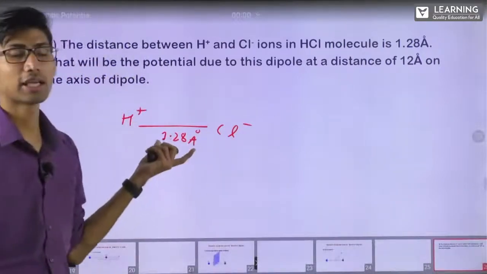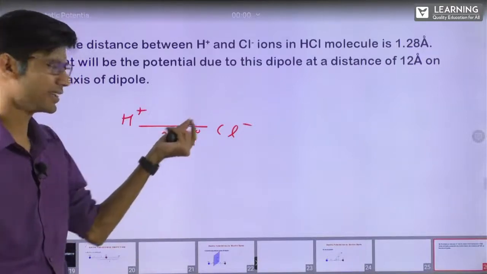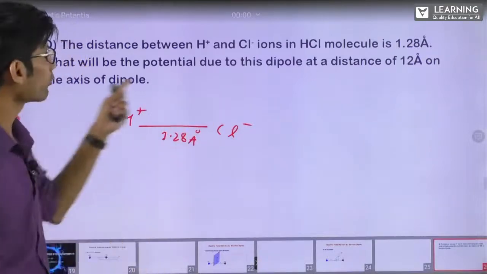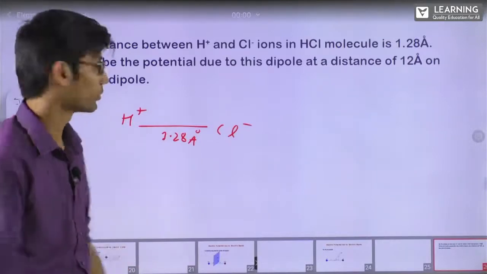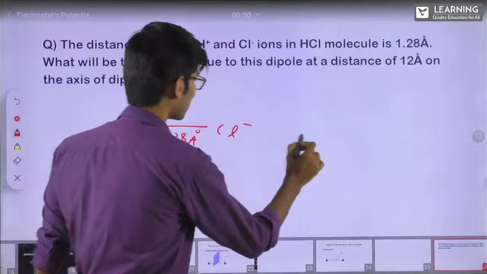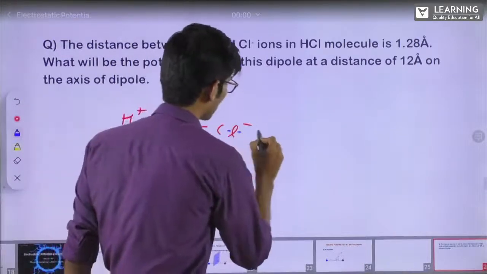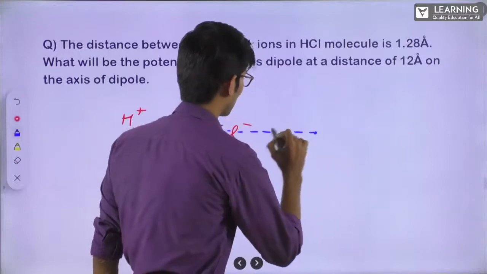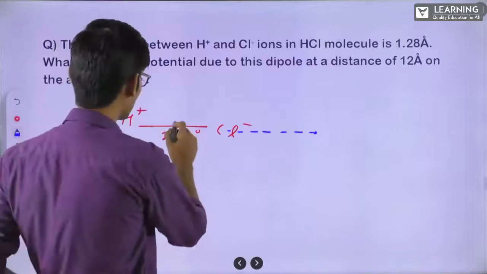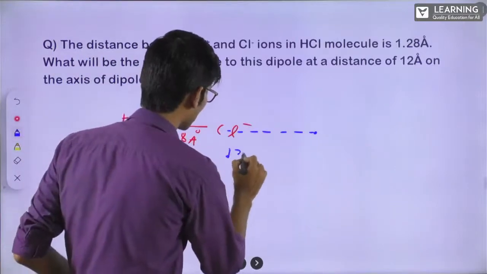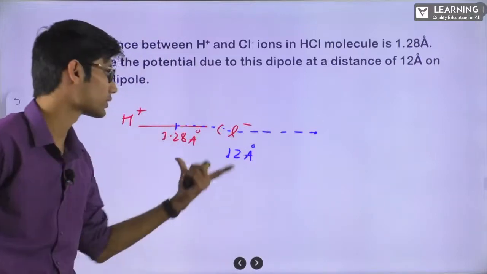Angstrom means 10 power minus 10 meters. Correct? So this will be very small. What will be the potential due to dipole at a distance of 12 angstrom on the axis of dipole? They are asking on the axis of dipole. Now this distance is very small. We can take this from the center, 12 angstrom. If it is written from the dipole, it means from the center it is given 12 angstrom. Clear?